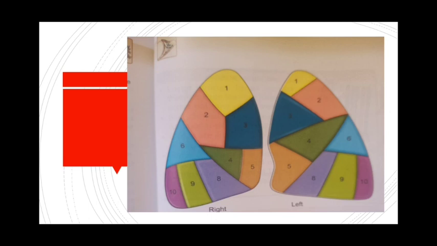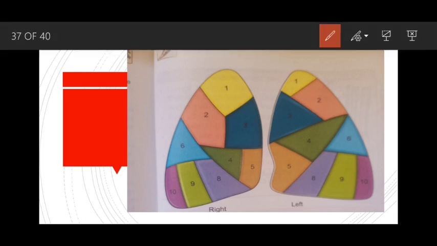So this is the segment. 1, 2, 3 are the part of the upper lobe. 4 and 5 are part of the middle lobe. It is divided by the horizontal fissure. This is divided by the oblique fissure. So the upper portion is known as the upper lobe, having the 3 segments: apical, posterior, and anterior, right?